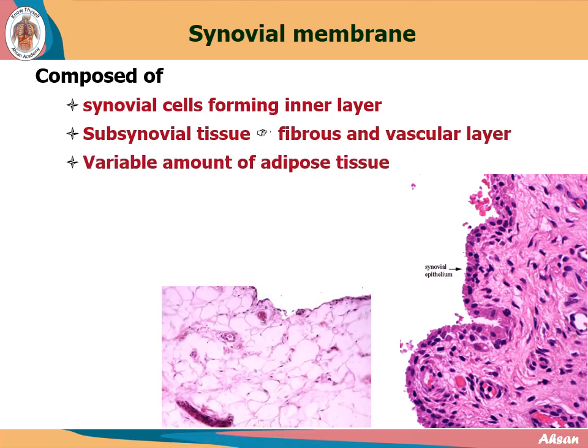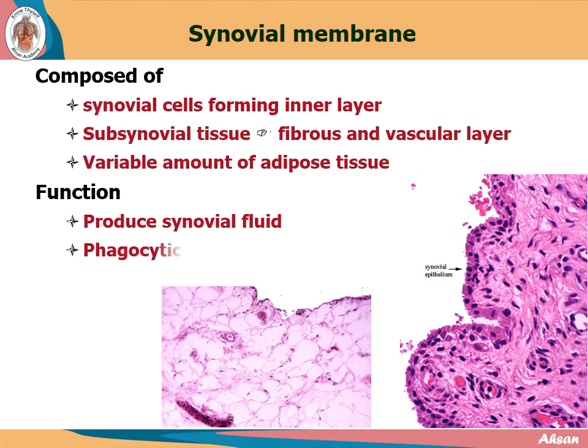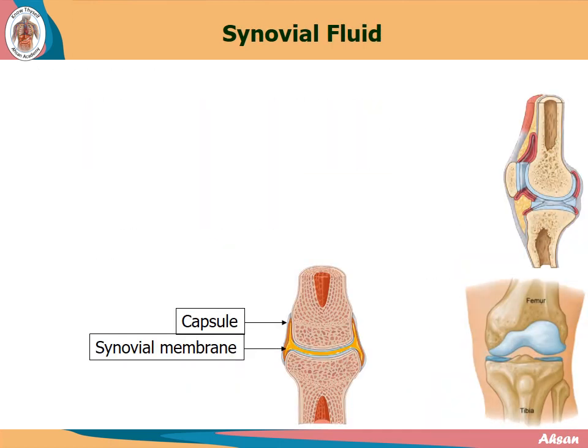There is a variable amount of adipose tissue in this connective tissue. It varies from joint to joint. So these cells produce synovial fluid that works as a lubricant, and the membrane also contains some cells that can phagocytose bad elements and keep the synovial fluid clean. This synovial fluid lies within the synovial cavity, which is lined by the synovial membrane, externally covered by the fibrous capsule, and the bones are also covered by cartilage.